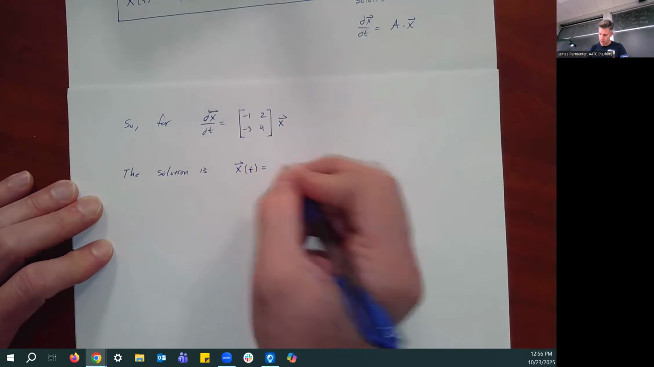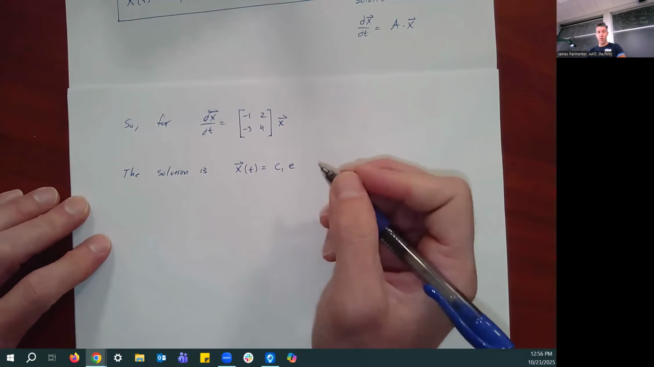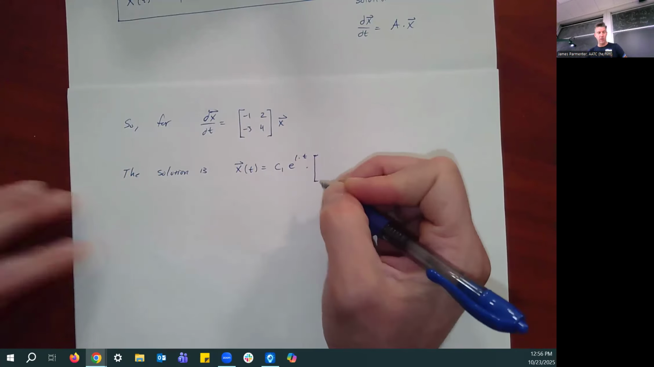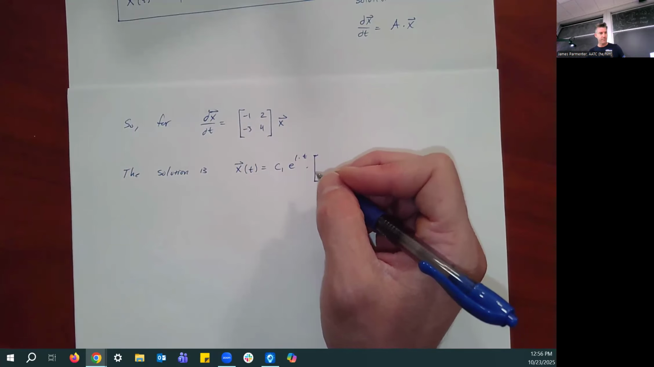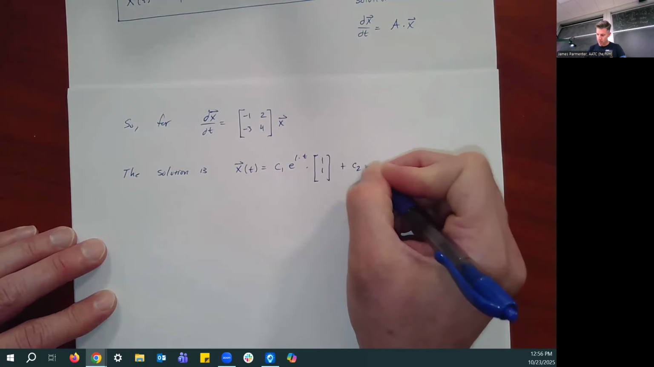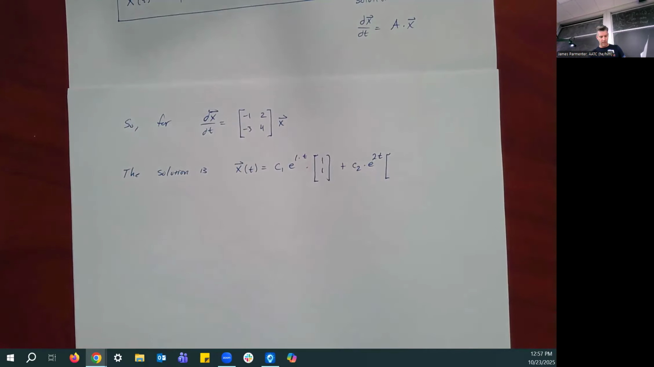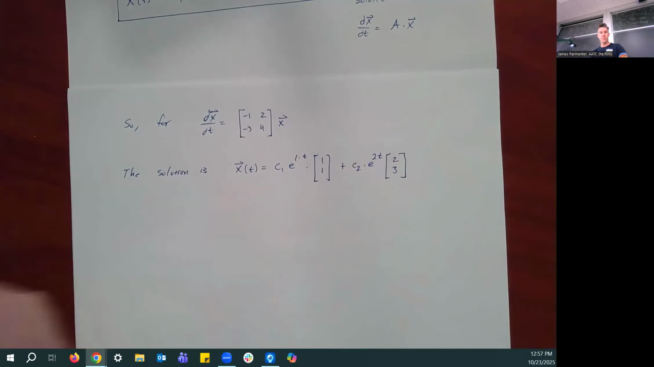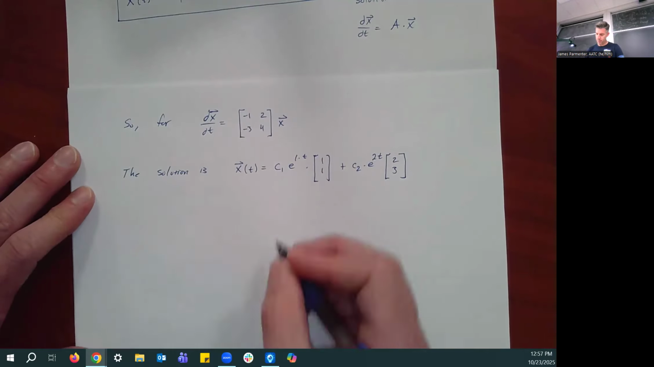x of t equal to, we don't know what C1 and C2 are yet. C1 e to the lambda 1, which was 1, times t, and V1 was the vector associated with lambda 1, which was, good question, let's look back at our notes and see. It was 1, 1, plus C2 times e to the 2 times t times the eigenvector associated with lambda equal to 2, which was 2, 3. And this is our general solution.